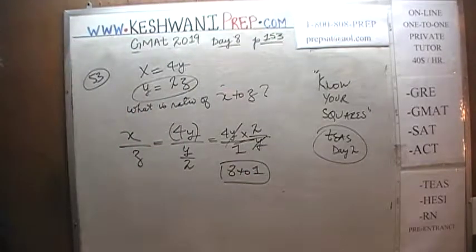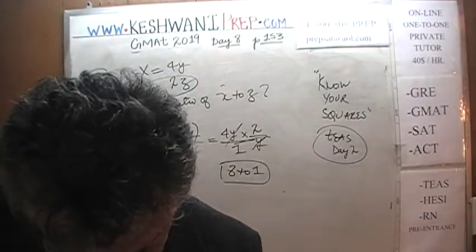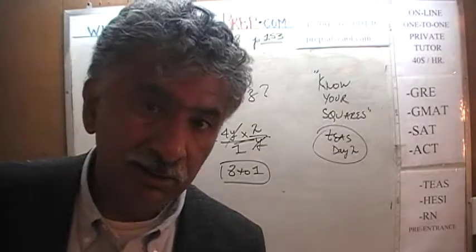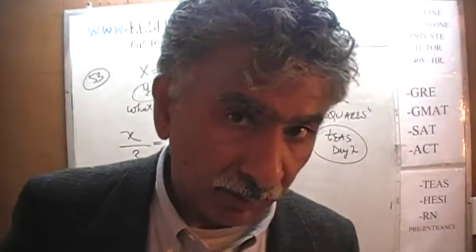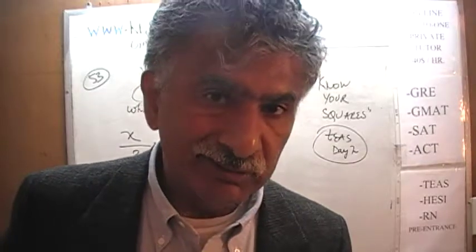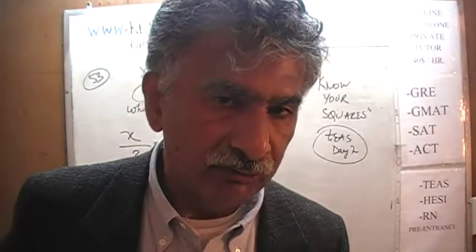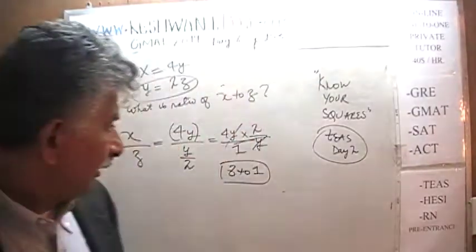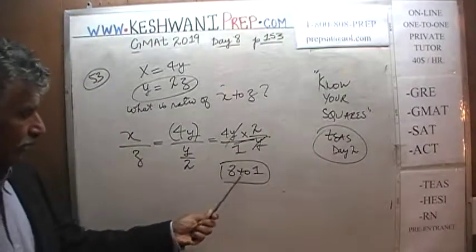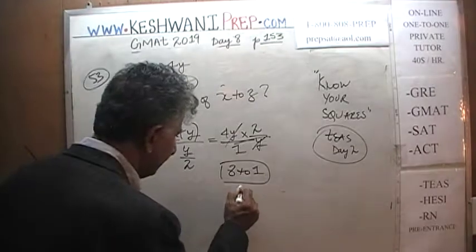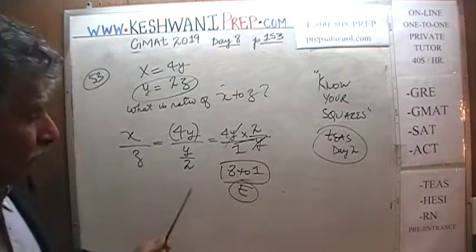Do you understand? That's all. 8 to 1 would be answer choice E. Pay attention. The answer is not A. A is the reciprocal of the correct answer. The answer is not 1 to 8. 8 is on the top here, and on the bottom we have 1. 8 to 1 is the answer. The answer is E. So that was one way of doing this.